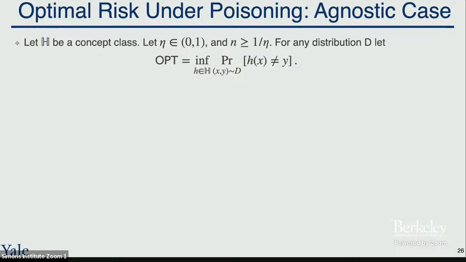Now, for the realizable case, we understand almost everything. For the agnostic case, it becomes much more complicated. In the agnostic case, there is no hypothesis that achieves error 0. What we are doing is that we compete with the best hypothesis in the class, and that is the optimum risk.